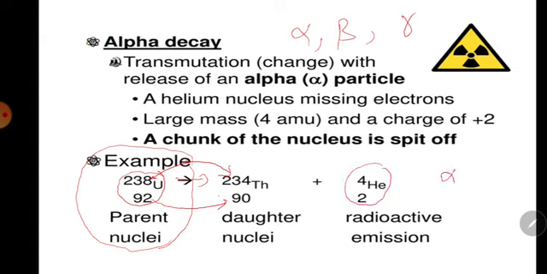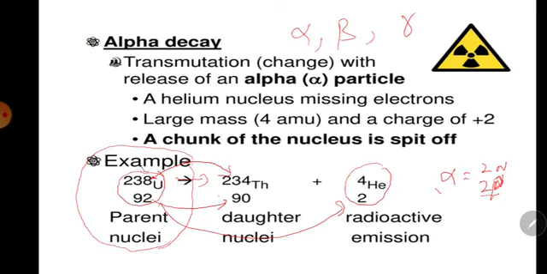It means an alpha particle. An alpha particle consists of 2 neutrons and 2 protons. An alpha particle is the nucleus of the helium element. When 2 neutrons and 2 protons are emitted from the uranium nucleus, alpha particles or helium nuclei are formed.